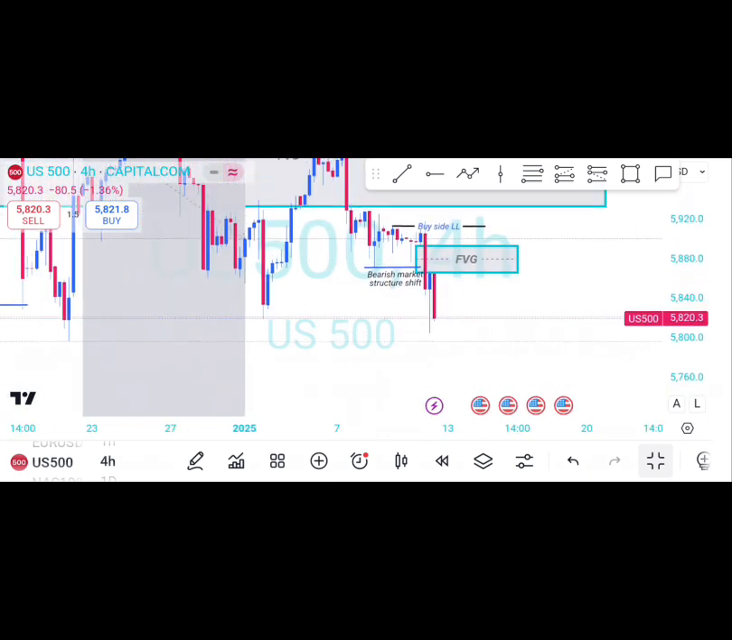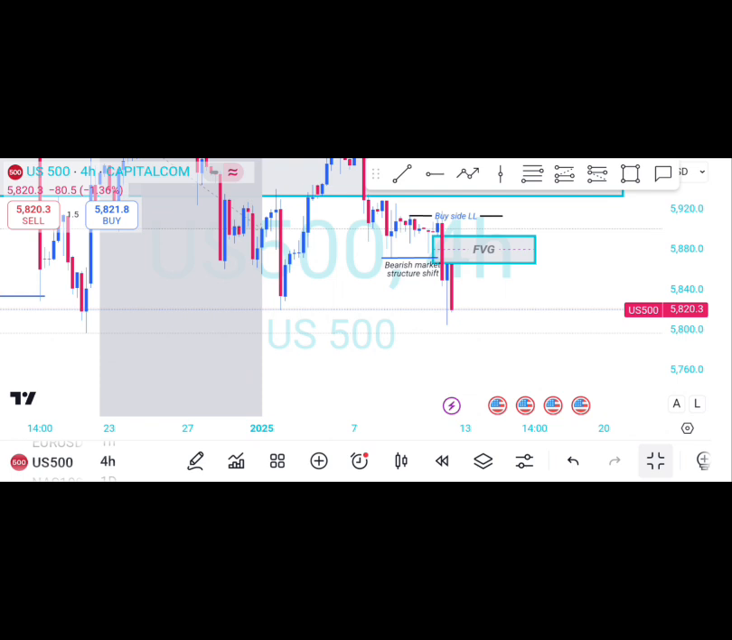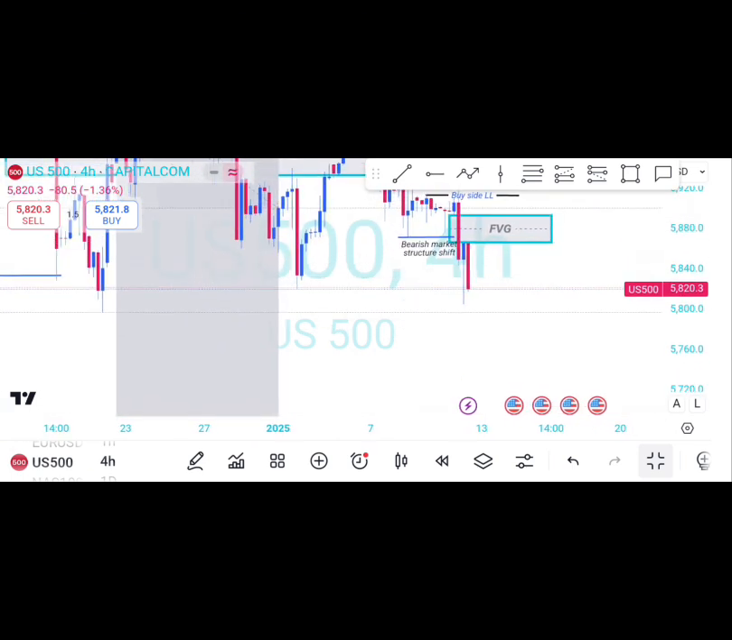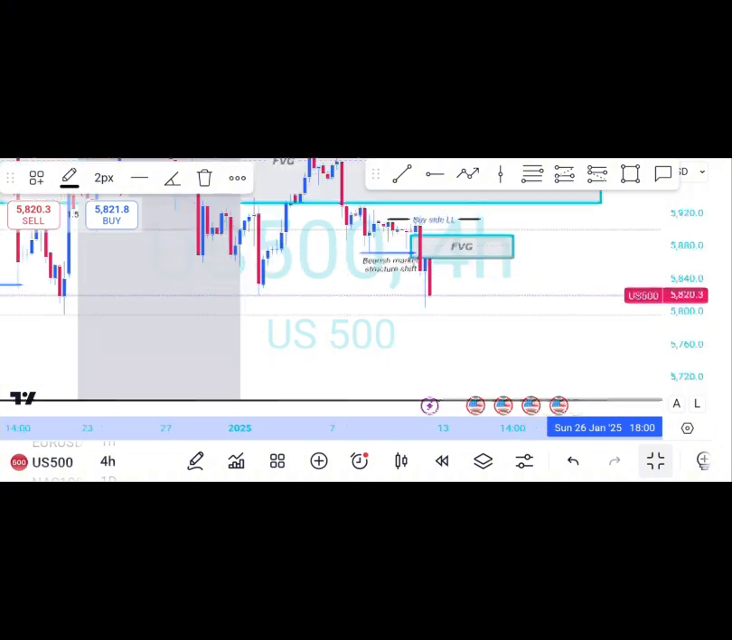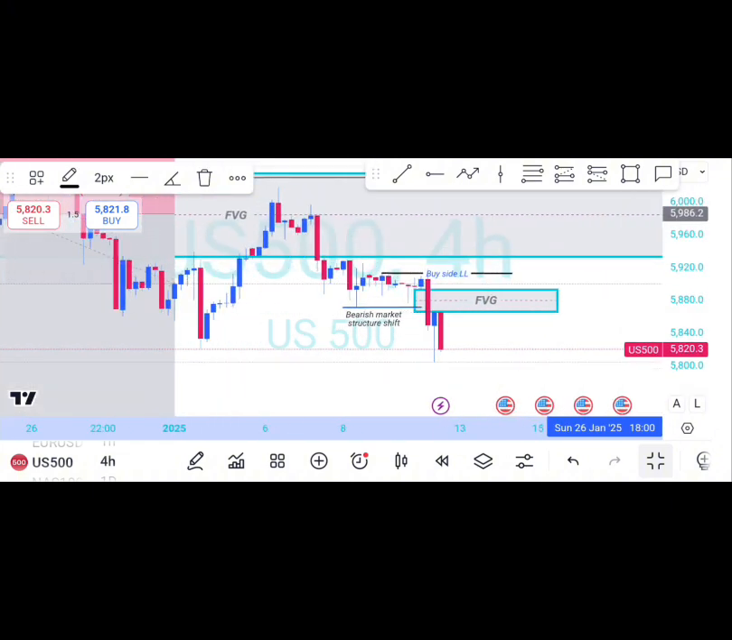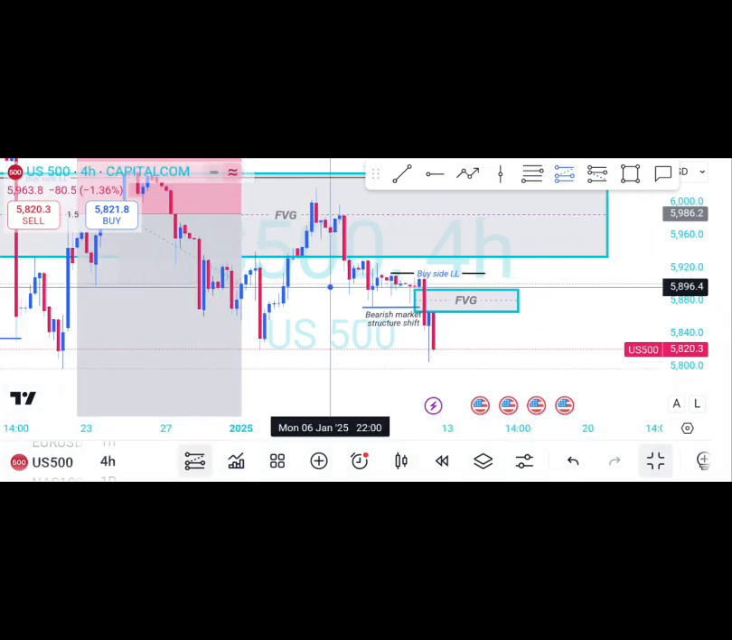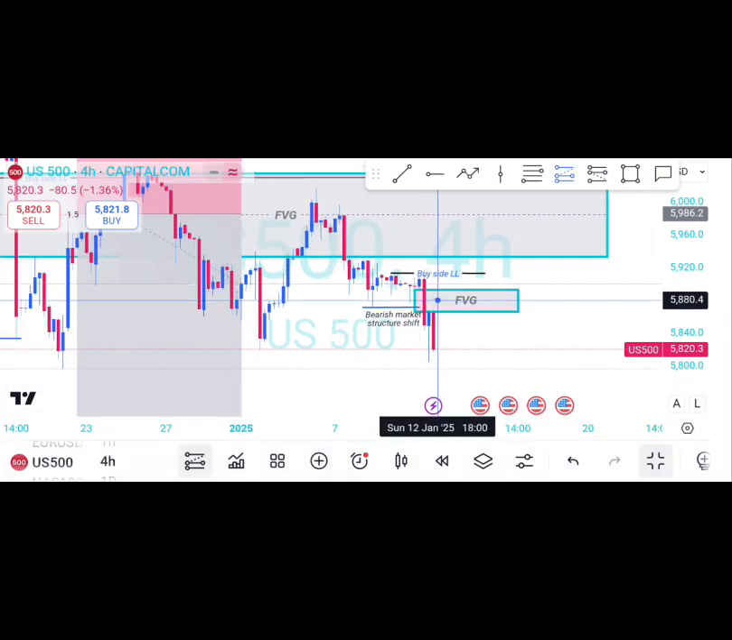Buy side liquidity taken out. Still the same sell side liquidity. I will still use this as my TP, because that's my middle buy side liquidity taken out. Again, my entry point would be here.